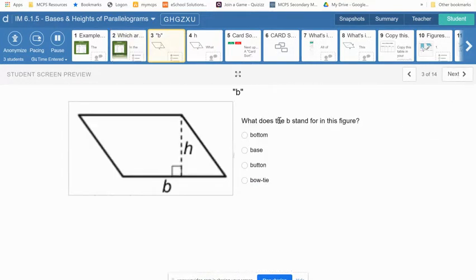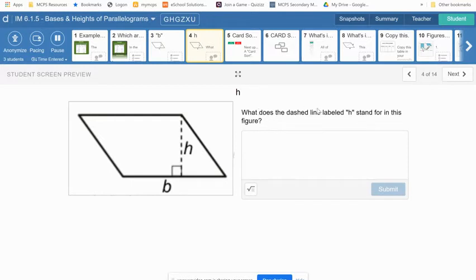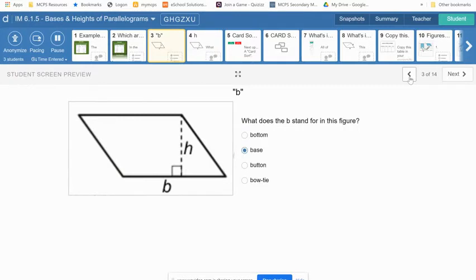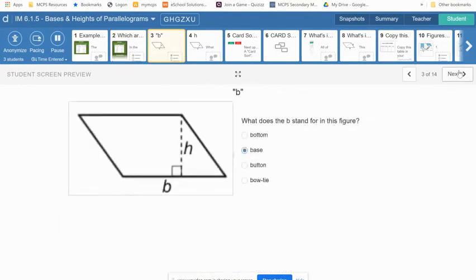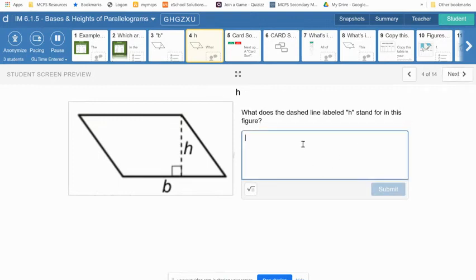What does B stand for in this figure? B stands for base, not button. What does the dashed line labeled H stand for in this figure? And if you forget how to spell, you can always come back and check out how to spell it. H stands for height, not Heidi.